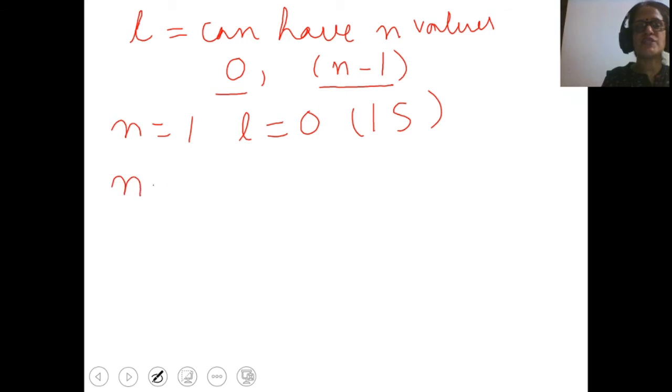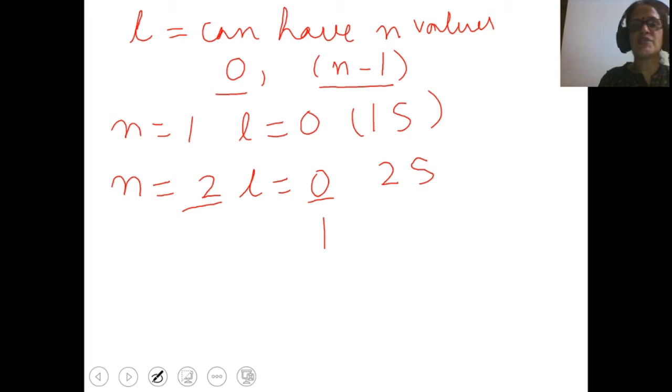If n is equal to 2, then again l will have two values which range from 0 to n minus 1, so 0 and 1. So n is equal to 2, second shell, and l is equal to 0 is the s subshell. So 2s subshell. n is equal to 2 and l is equal to 1, the subshell will be 2p. So we can say that for n is equal to 2, the second shell consists of two subshells which are 2s and 2p.